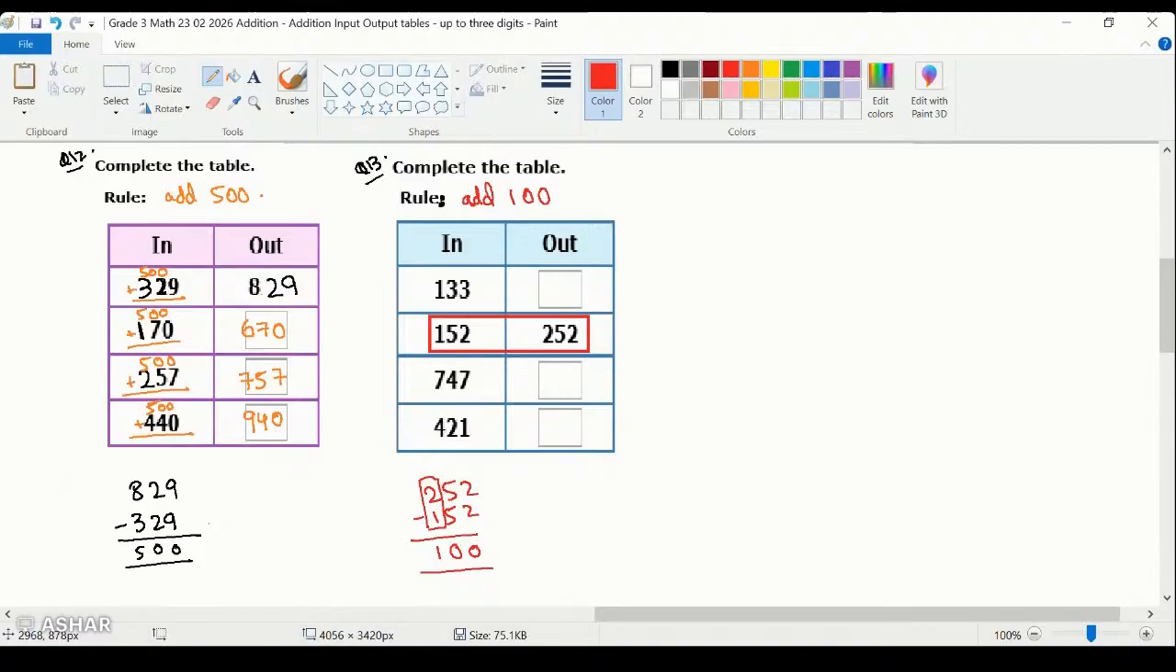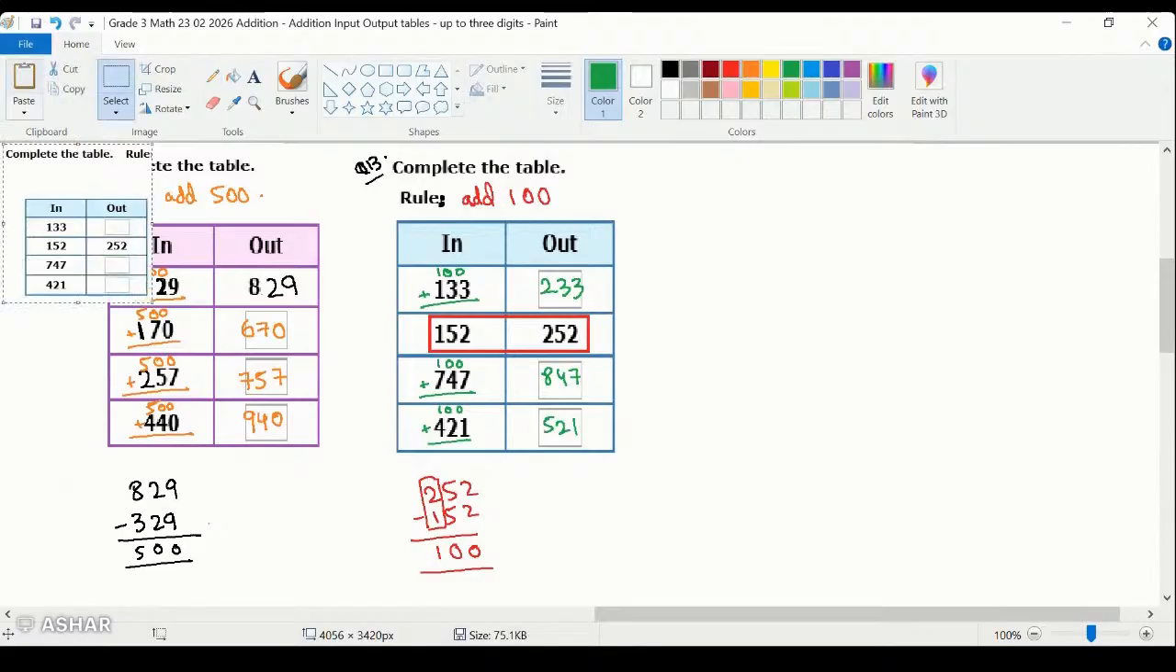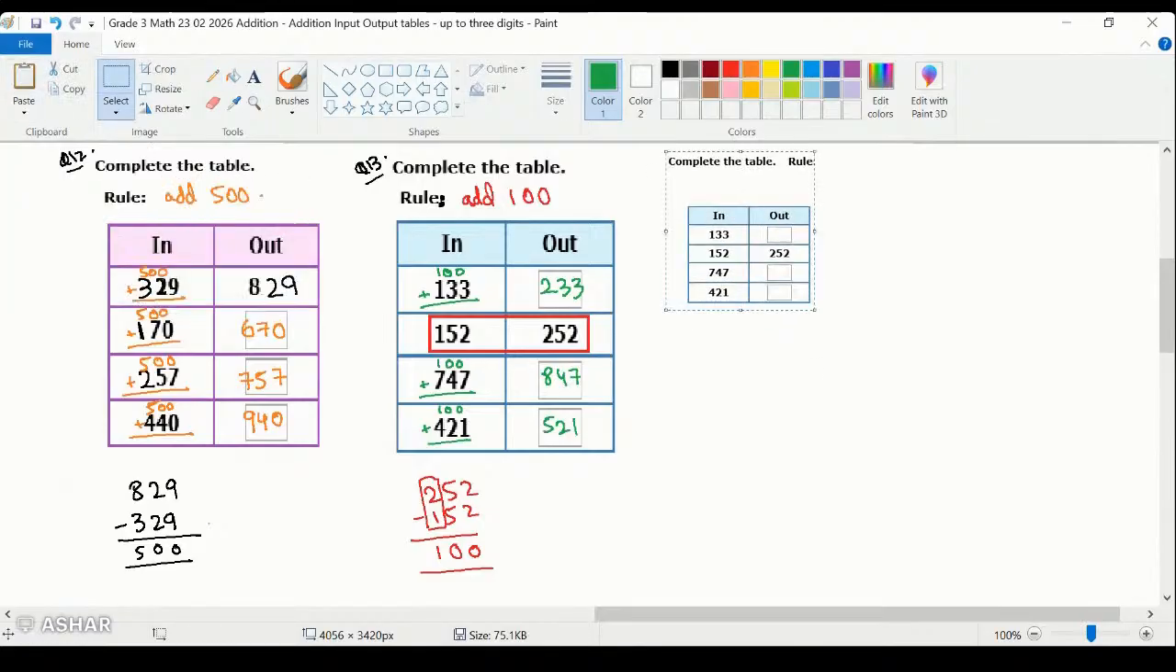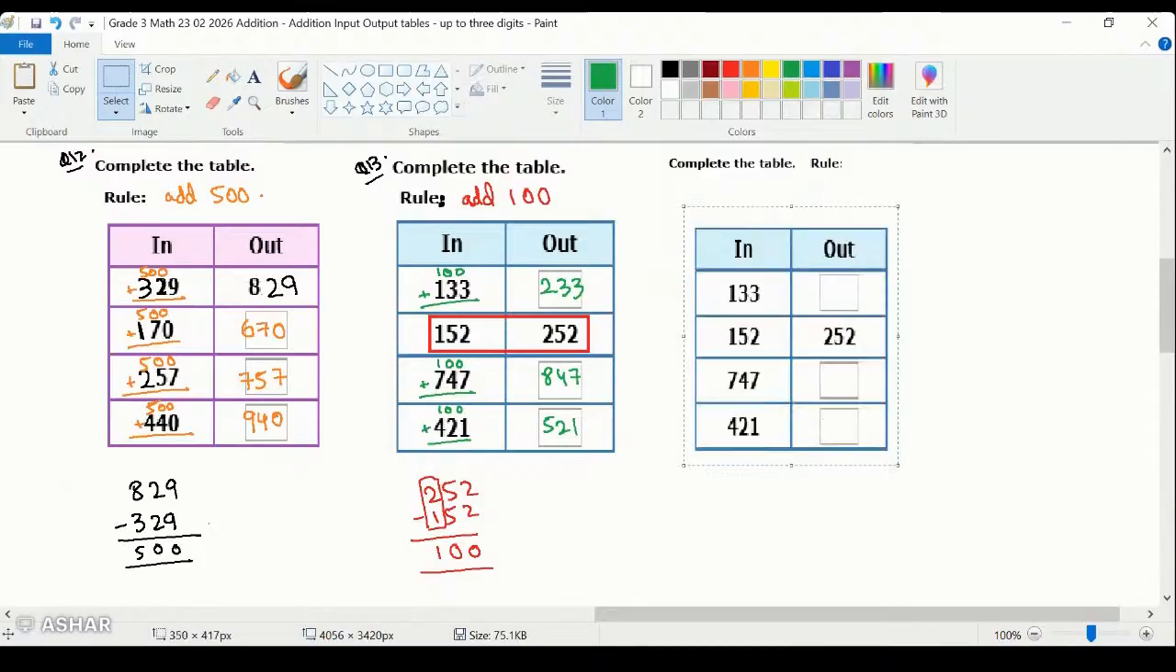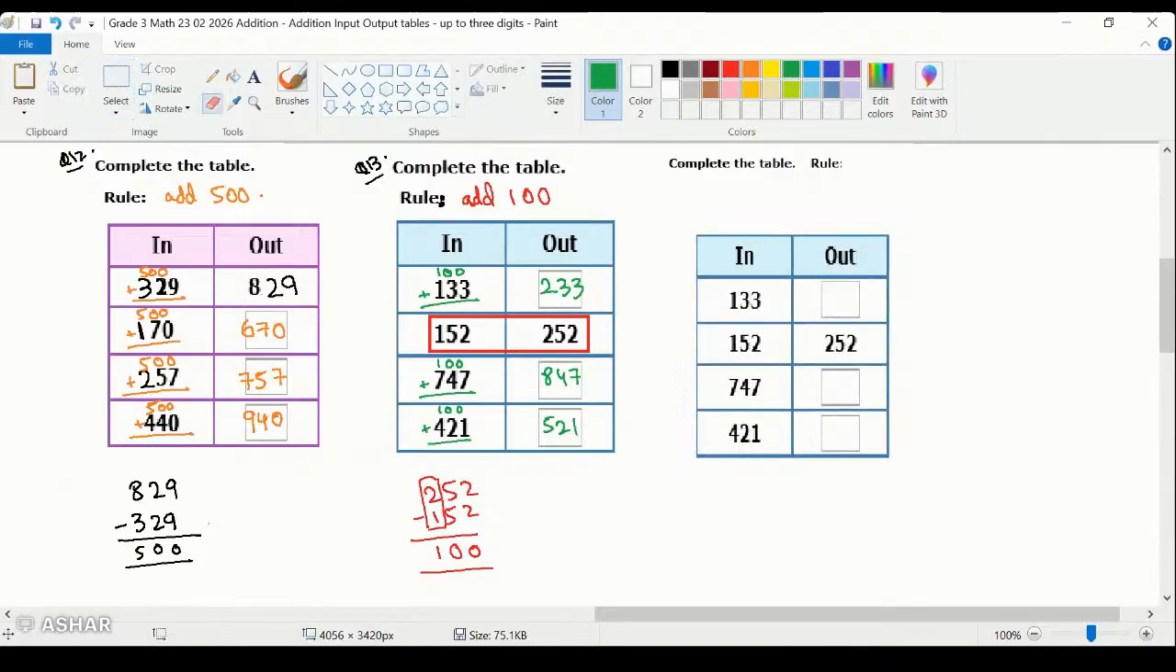Thank you, May. So when we add 100 to each number, this becomes 233. We add 100, it becomes 847. If we add 100, it becomes 521. Okay. Let's see how we can do this question differently. Okay, I'll just make some changes to it. Please wait.